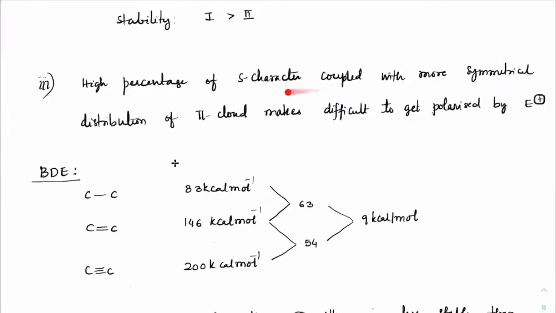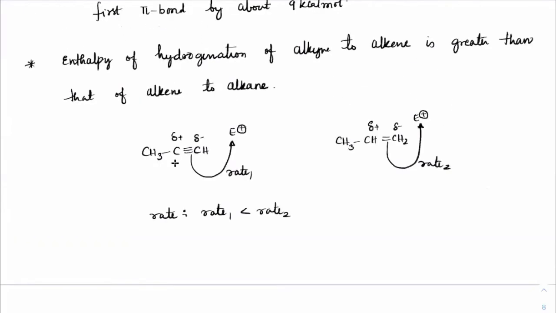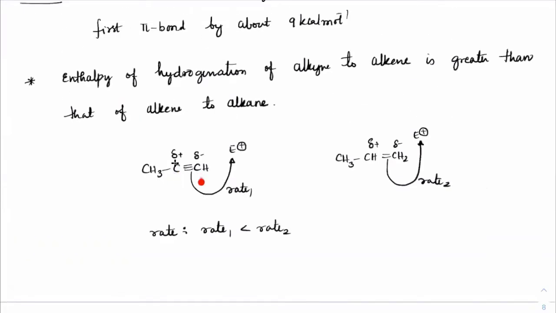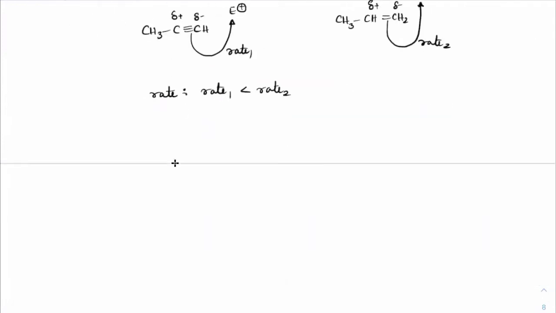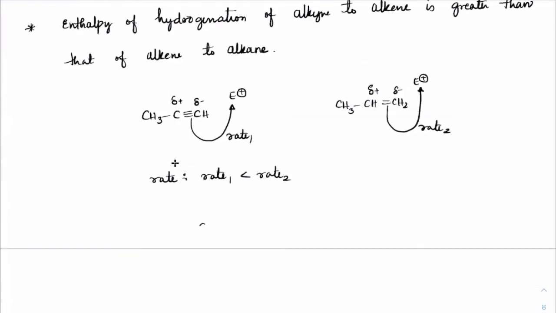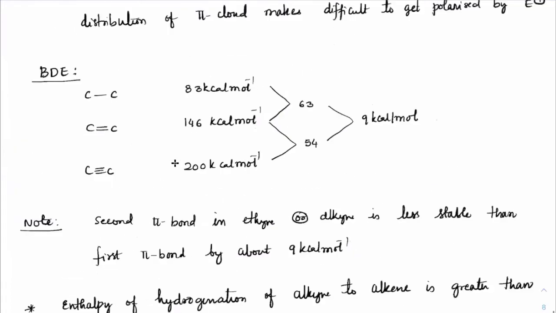If you have a high percentage of s character here, this is sp character. This is sp2 character, right beta? Which has more s character? Triple bond, correct? So if we have more s character, it is more stable, and more electronegative in nature. Since both of them are more electronegative, they do not get easily changed into positive and negative, which means they do not get polarized easily. Is that point clear, beta?